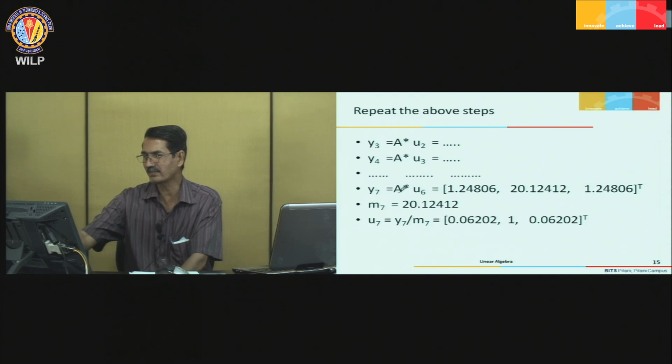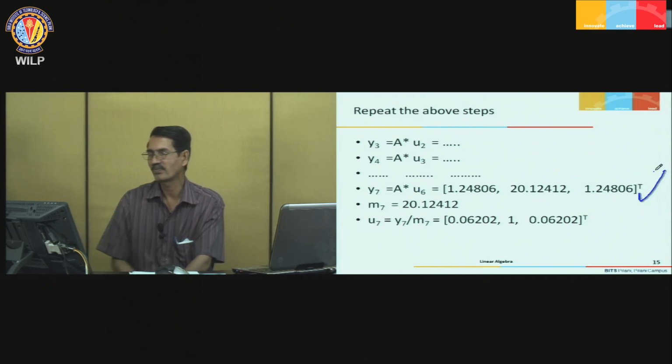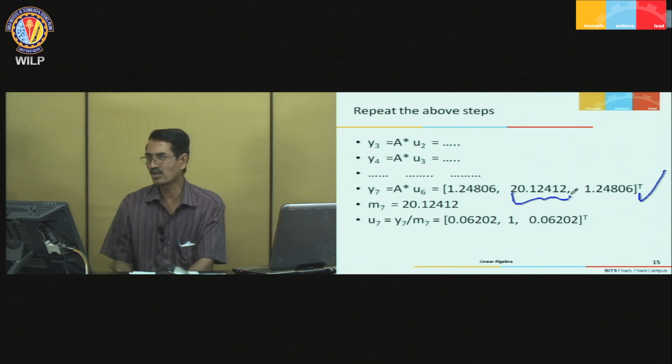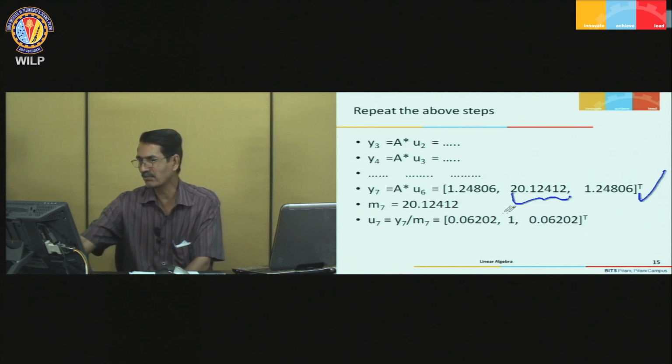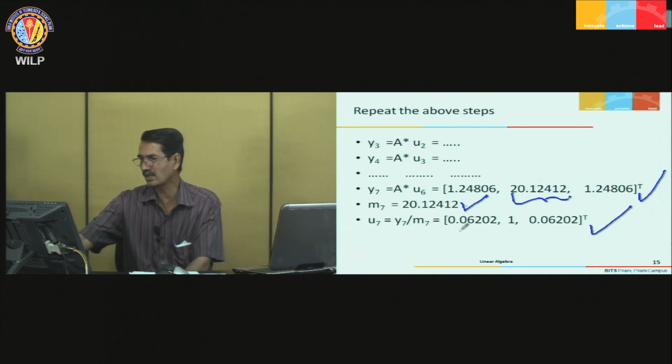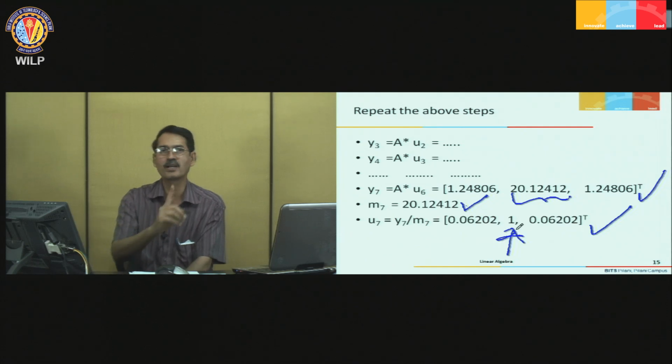See that y7 is A into u6, and A into u6 comes out to be this. Again y7 is not in the normalized form because the highest is 20.12412. Therefore, normalize y7. m7, the normalizing factor, is this one, 20.12412. Therefore, u7 is y7 divided by m7, and you are going to get this. Again look here, 0.06202, 1, 0.06202. So again the highest quantity is 1. Now it is in normalized form.